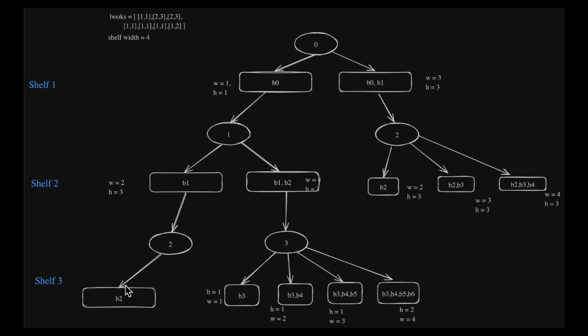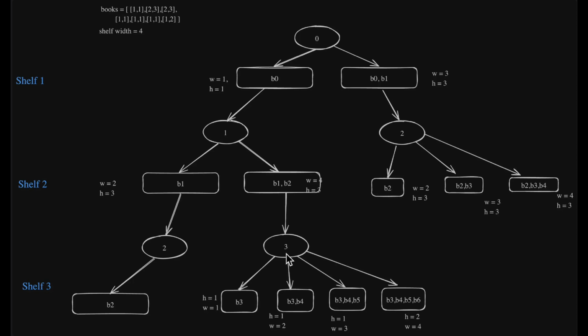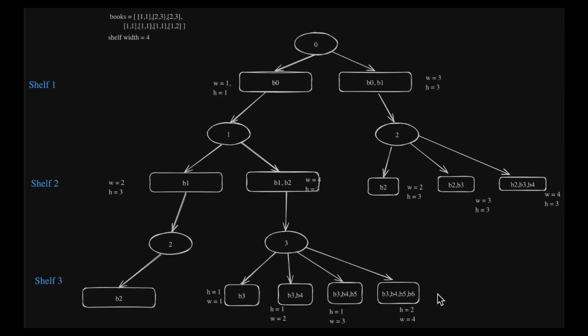Now after B1, we try to keep only book B2 on shelf 3 and repeat the same process. But let's come to the second part in shelf 2 where we kept books B1 and B2. And then we go to the next step. And again, in shelf 3, we try to keep book B3, then books B3, B4, books B3, B4, B5, and finally books B3, B4, B5, B6. And note that we never violated the shelf width. And this also brings us to the base case. So our base case is when we have kept all the books in the shelf. And at that time, we will return the height.